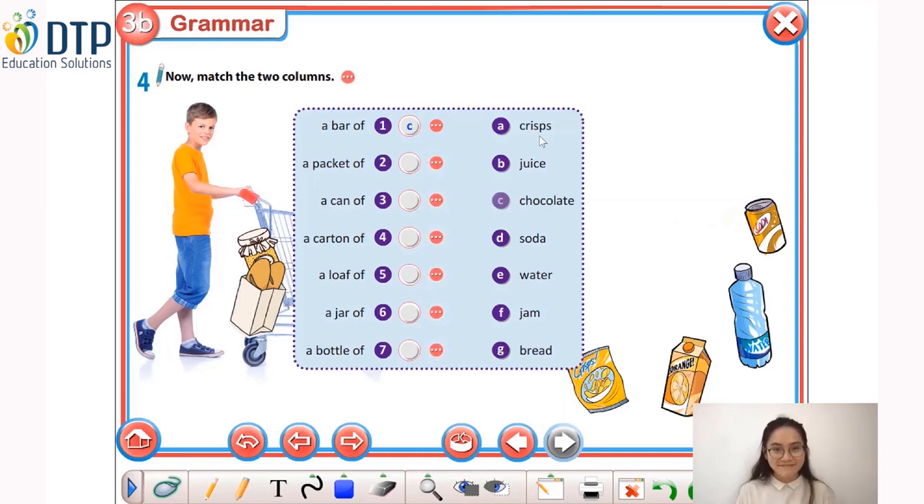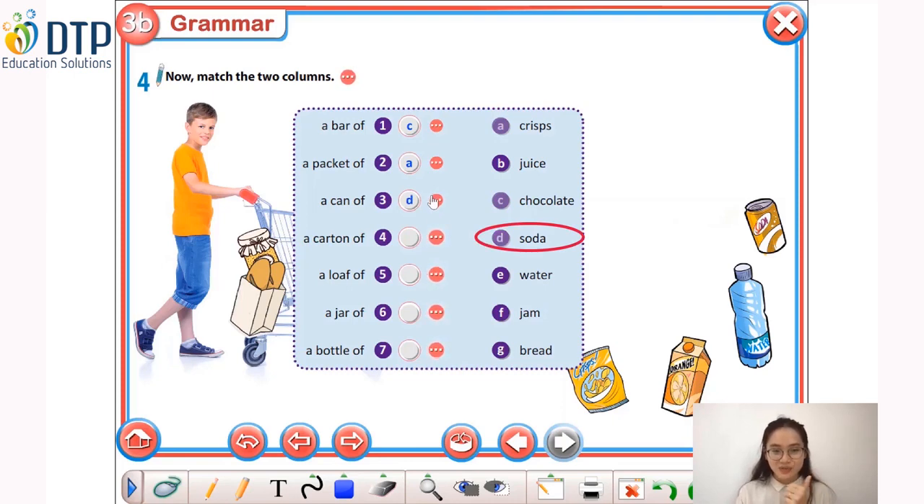Now, have you finished? Let's check your answers. So, the next one, a packet. A packet là một cái gói. So, what do we have here? Yes, correct. A packet of crisps. Okay. Bingo. Next one, a can. Một lon something. A can of, what can we see here? Perfect. A can of soda.